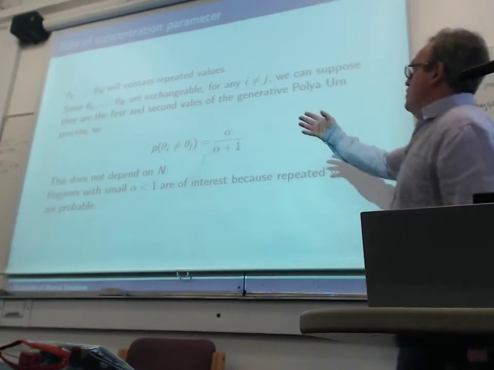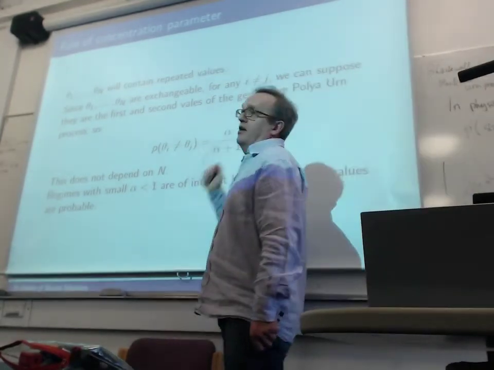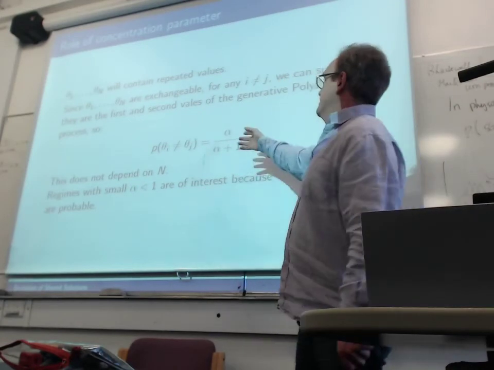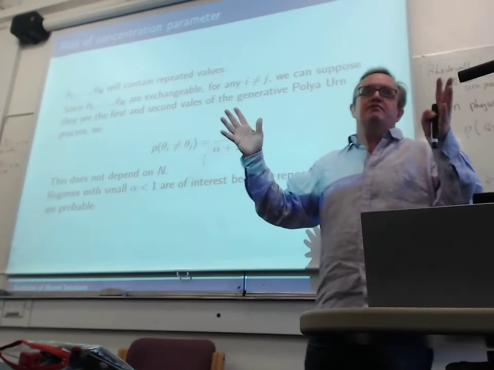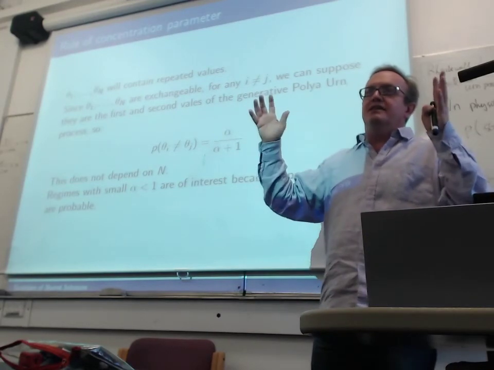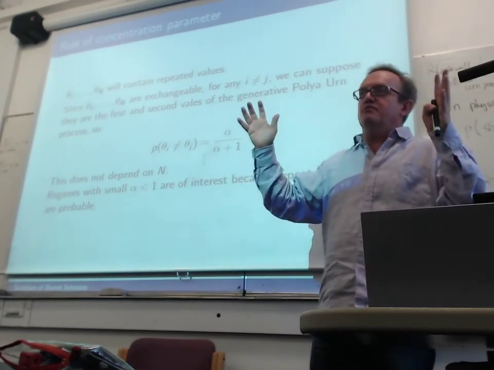So when alpha is 1, the probability that they're going to be the same is a half. If it's larger than 1, it's going to be less than a half. So alpha is like a dimensionless parameter which tells you the extent of diversity in the population in equilibrium.